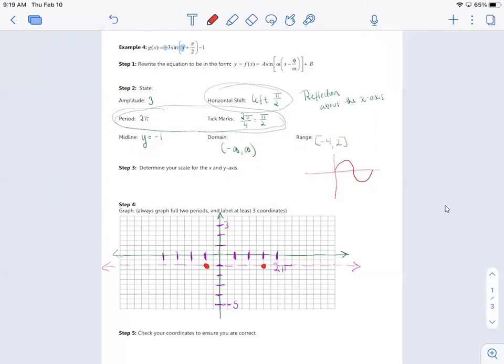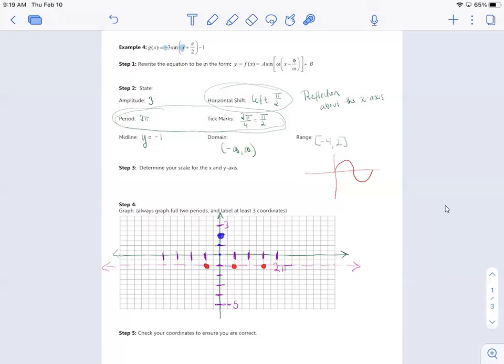So let's see. 1, 2, 3, 4, 5, 6, 7, 8. One more time. 1, 2, 3, 4. So halfway between, I hit my midline. Did I do that? 1, 2, 3, 4. 1, 2, 3, 4. Yeah. All right. So now, halfway between these 2 points, I have a high point. So I go halfway, and I should go 3 up. So 1, 2, 3. So I should be here.